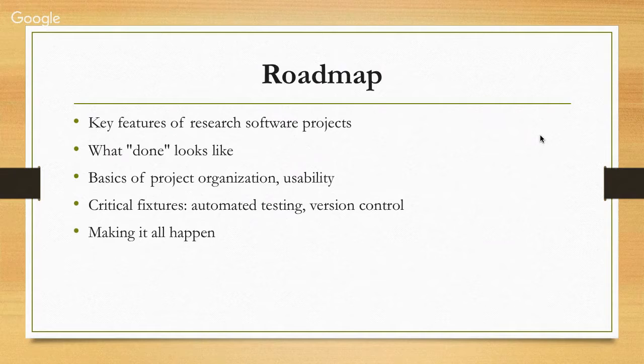Some critical fixtures, automated testing and version control, and how to use these for your research software project. And then process and strategies: how do we make all these ideals happen practically?